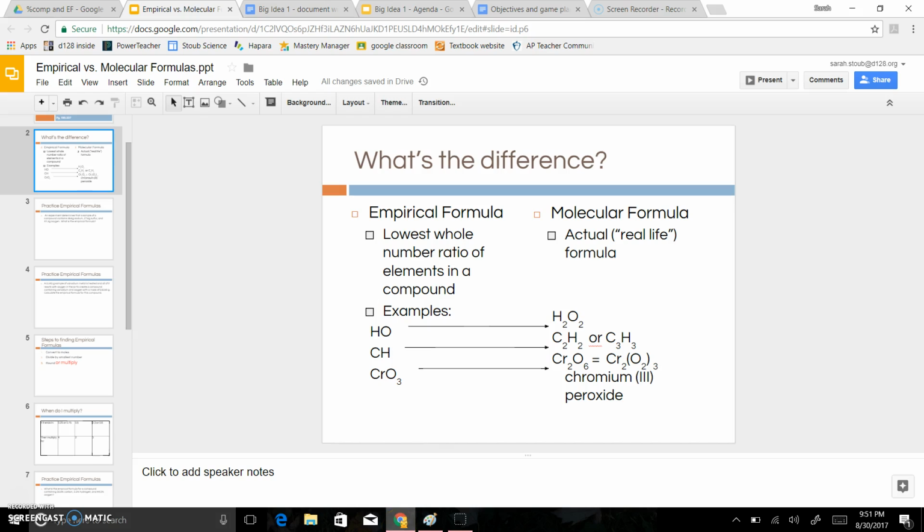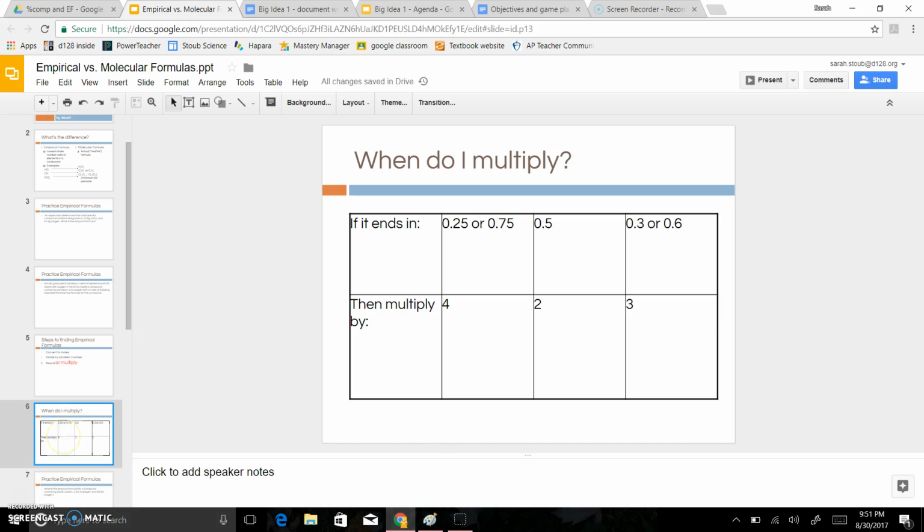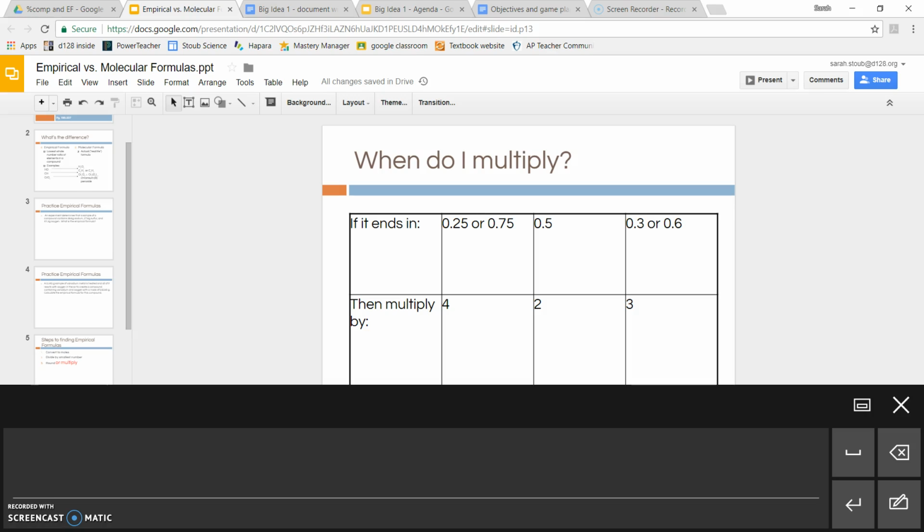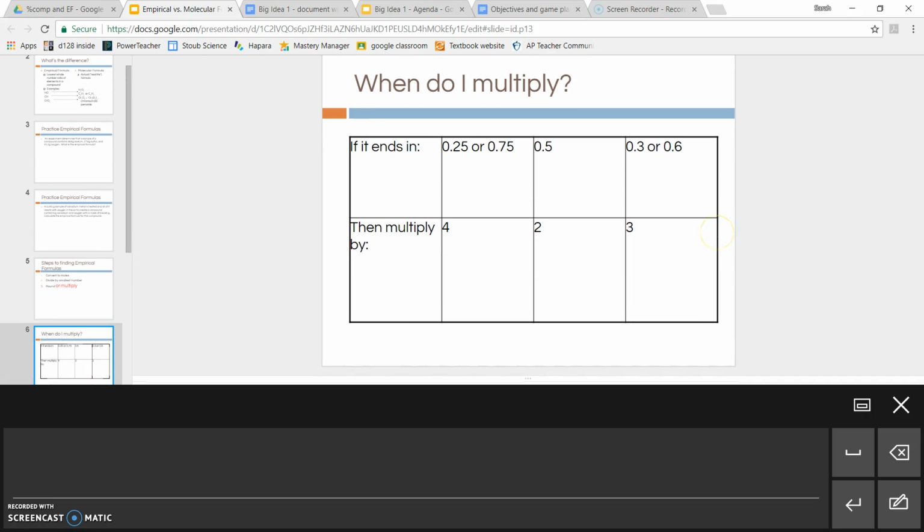So let's think of things a little bit differently. Because step 3 is really going to be a round or multiply. So here, when do I actually multiply? That 2.66 is like this last block over here. 2.66 is really like 2 2/3. And if I had a fraction that's 2 2/3 and I want to get to a whole number ratio, I'm going to multiply it by 3. Or if I ended in 0.5, I'm going to multiply it by 2, because 0.5 is like half. Or if it ends in 0.25, that's like a quarter, or 0.75 is like 3/4, so I'm going to have to multiply it by 4 to get that to work out.